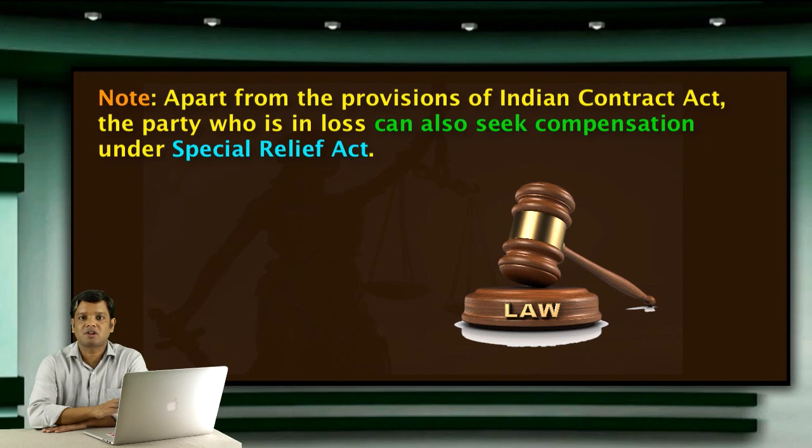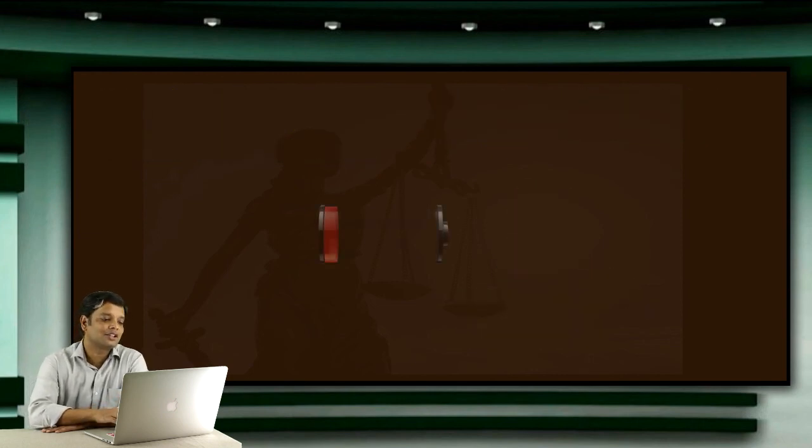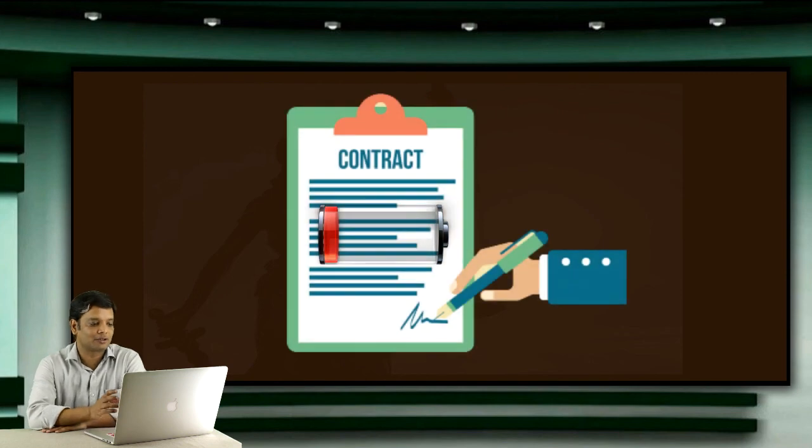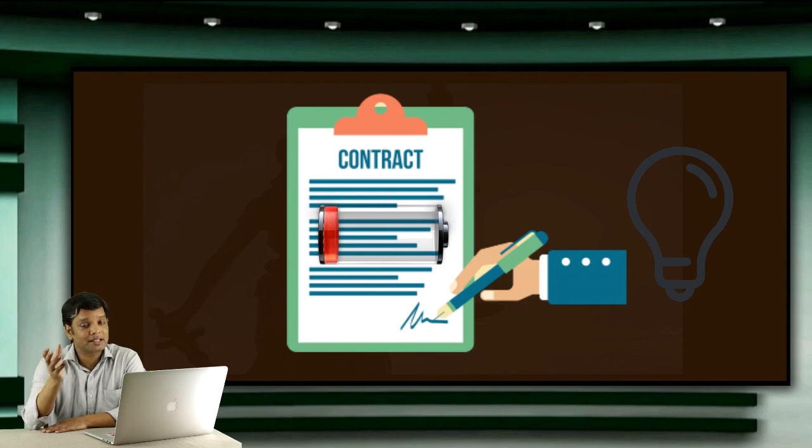Okay, so this is all for this video, in which we have discussed the discharge of contract by breach of contract. We have seen the meaning, the provision and all, and we have also seen damages, what is the meaning of damages and how it is measured. So these are the things that we have discussed, and I believe you must have understood all these meanings.